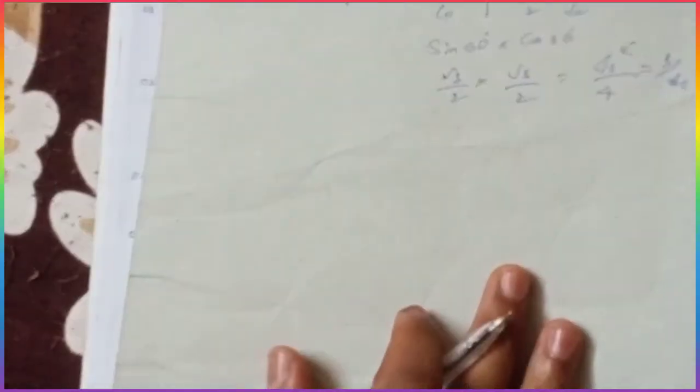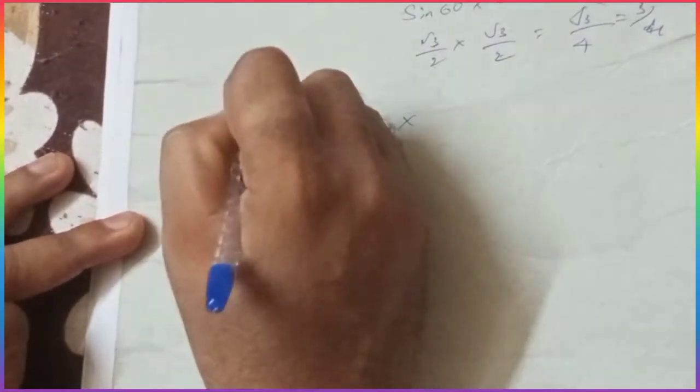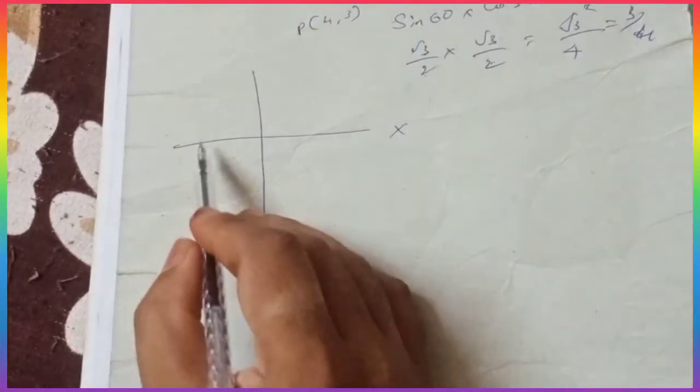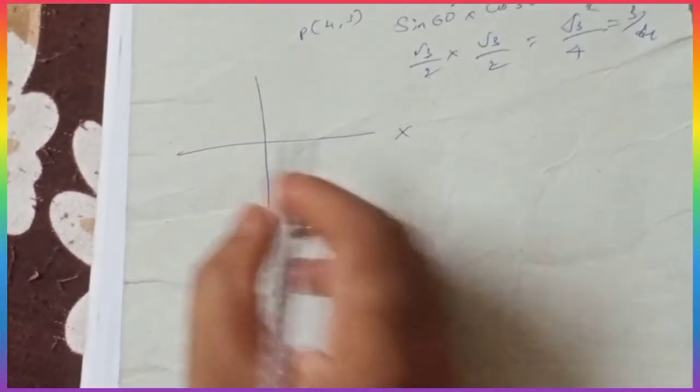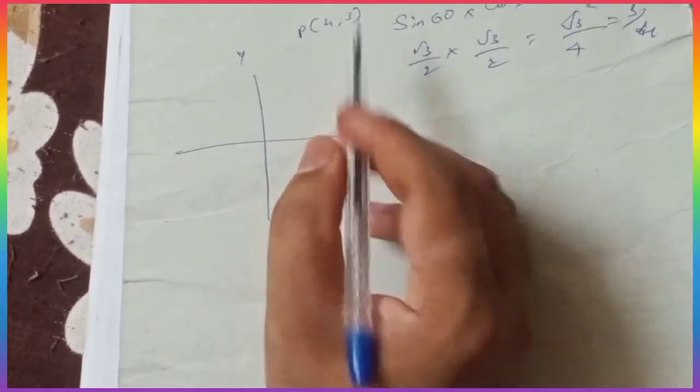So most of the students are going to try to use the distance formula. For this particular question, you should not use the distance formula. They are saying that there are two axes. One is x-axis, one is y-axis. The point P is there, (4,3). So horizontal line is x-axis, vertical line is y-axis. They are saying that it is a point P which is having (4,3) as the coordinate point.